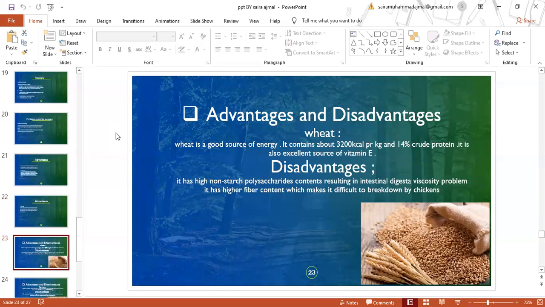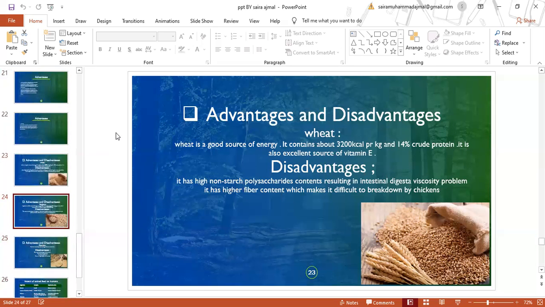Advantages and disadvantages of wheat. Wheat is a good source of energy. It contains about 3200 kilocalories per kg and 14% crude protein. It is an excellent source of vitamin E. But there are disadvantages. It has high non-starch polysaccharide content, resulting in intestinal digestive viscosity problems. It has higher fiber content, which makes it difficult to break down by chickens.